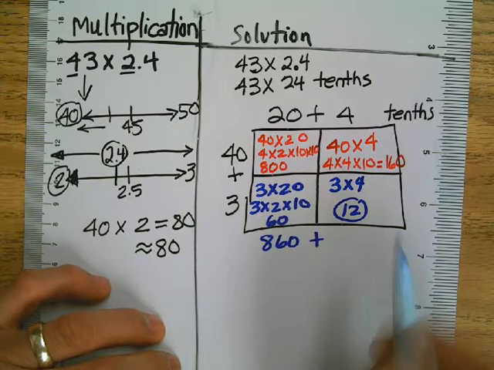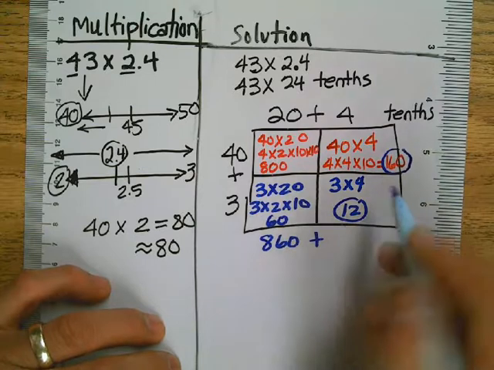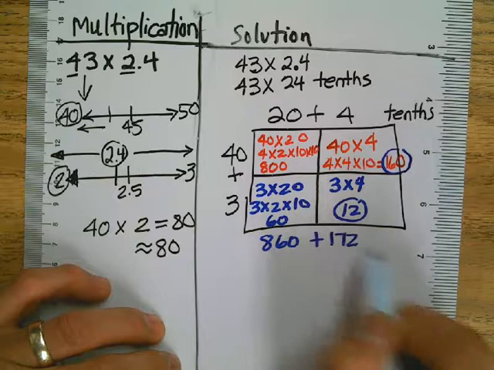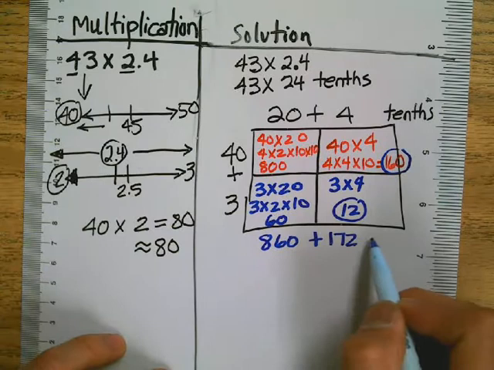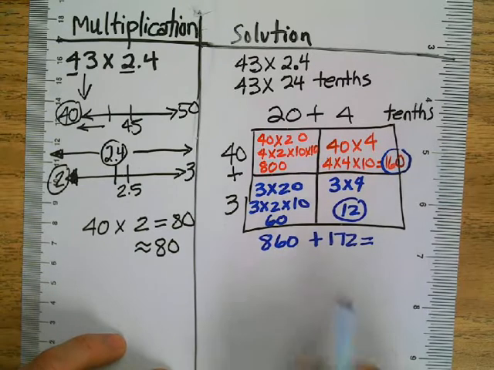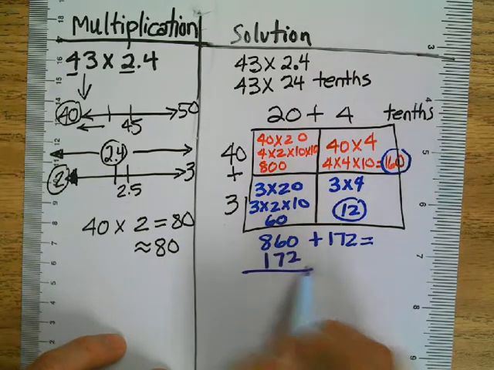So now the total is 860 plus 172. Here's what I'm going to do, I'll write this down below it, so it's easier. 2 plus 0 equals 2. 6 plus 7 equals 13. You carry 1 over. 1 plus 1 equals 10.